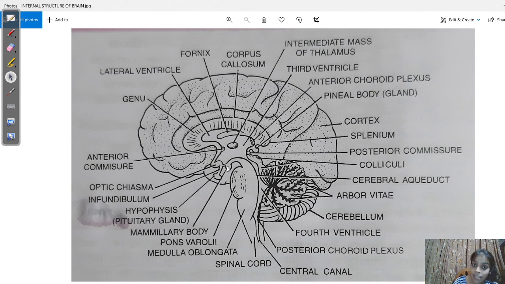So with this we come to the end of the discussion of forebrain and its different parts. There are two more parts of brain. One is the midbrain and the other one is hindbrain, which we will be discussing in the next video.